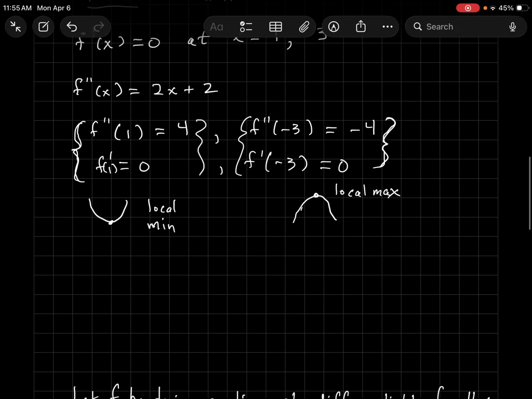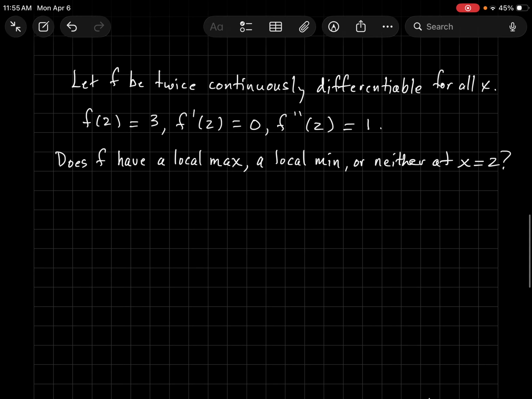How about a simple numeric example? Let f be twice continuously differentiable for all x. It just allows me to do the problem. I have a nice smooth function everywhere, doubly smooth if you would. Does f have a local max, a local min, or neither at x equals 2? Well, since f prime of 2 is 0, and f double prime of 2 is 1, which is greater than 0, I have a flat function momentarily that is concave up, which means there is a local min. Pretty straightforward.